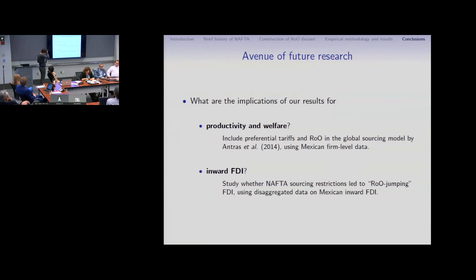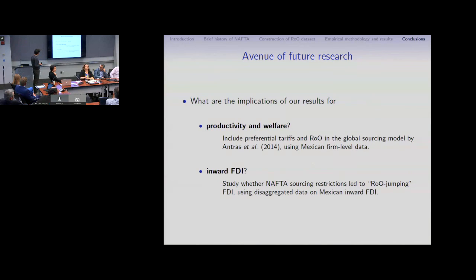So the next question is, we find a differential evolution in imports of goods that were more or less subject to rules of origin. What are the implications of our findings for aggregate productivity and welfare? In order to say something sensible about that, we would need some structure. A nice way to think about this is to use recent theories that have been developed to understand input sourcing, and try to embed our rules of origin into these models to see whether we have clear implications for aggregate productivity and welfare.